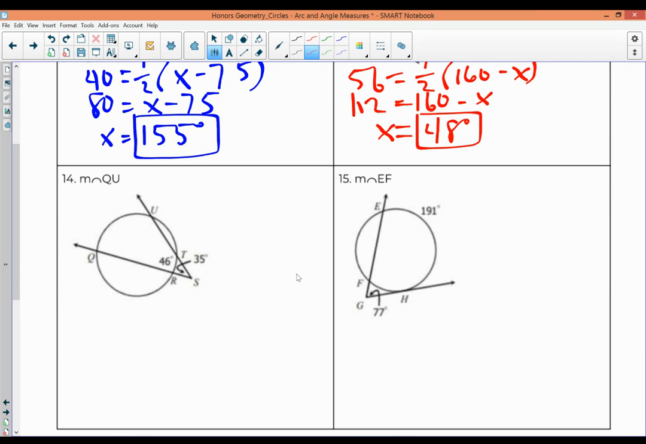All right, 14 looks very similar to number 12. You should be able to try that one and get 116 degrees.